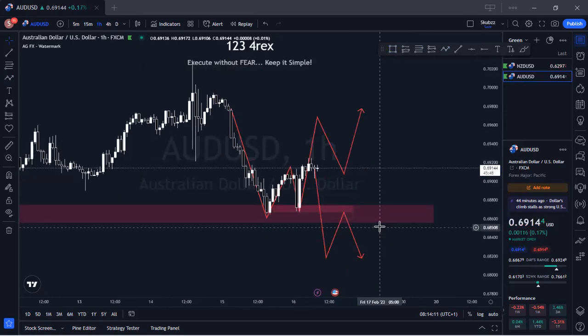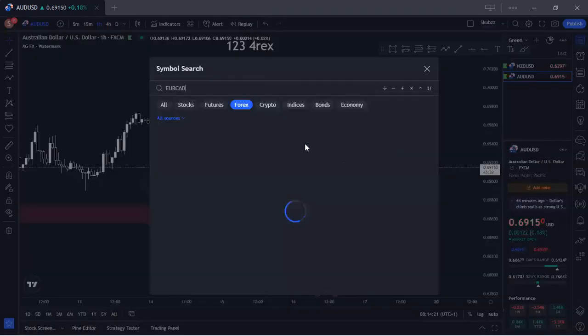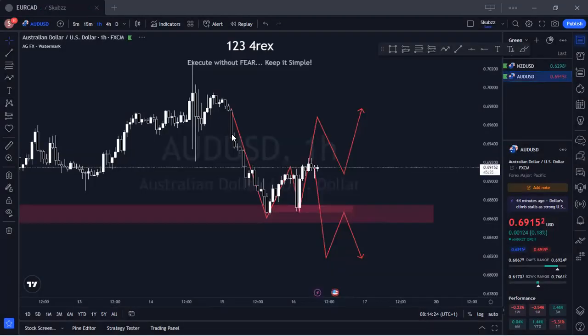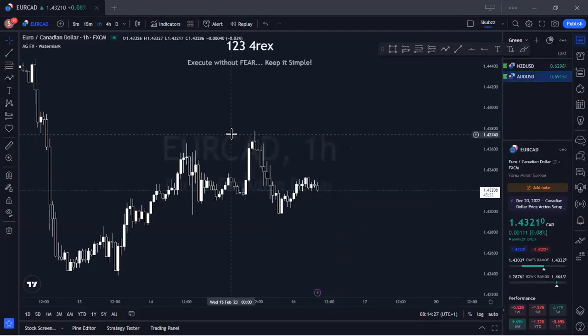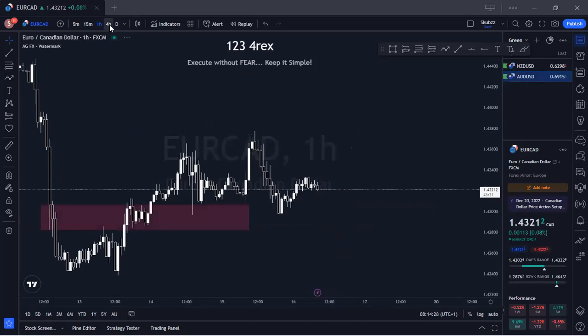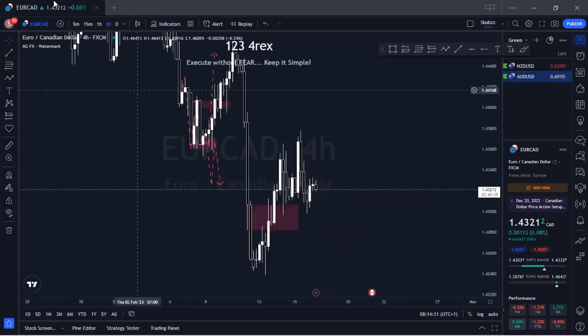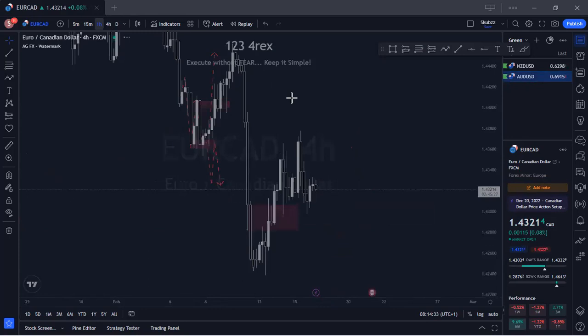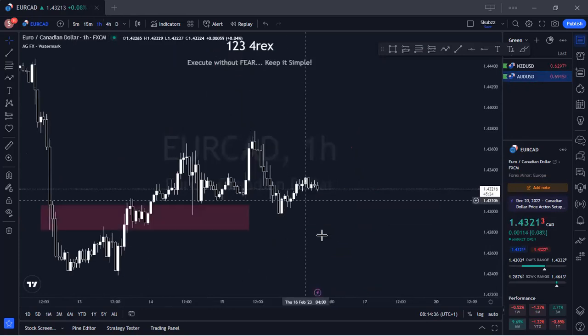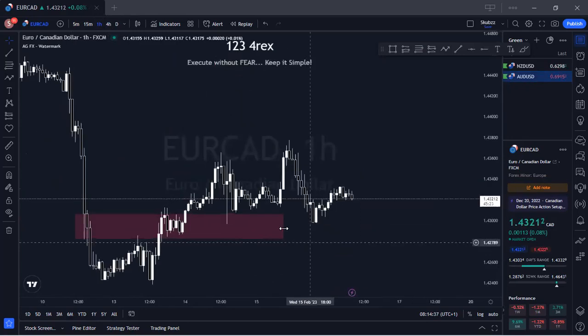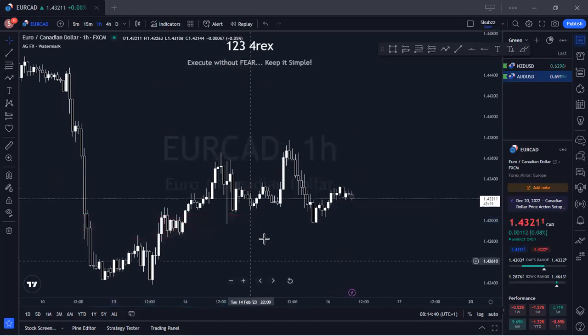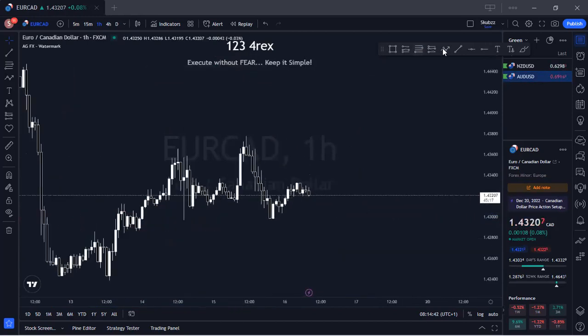Is there any other currency pair you guys want us to take a look at? Yes, boss. Euro Cad. Euro Cad, okay. Let's take a look at Euro Cad. When did I actually analyze this? Euro Cad. So let's look at this properly, yeah.